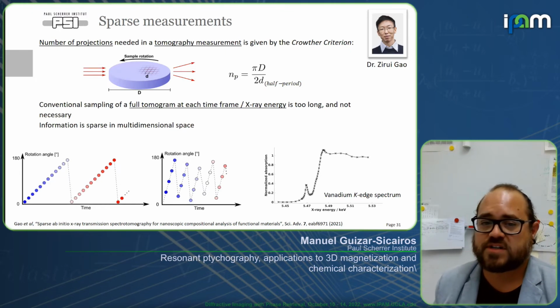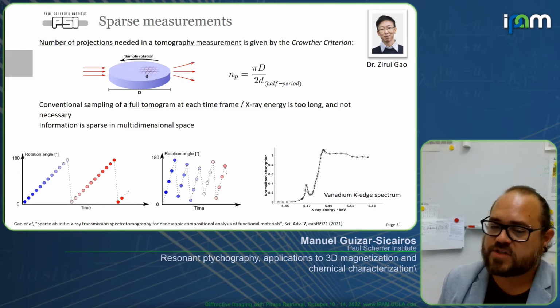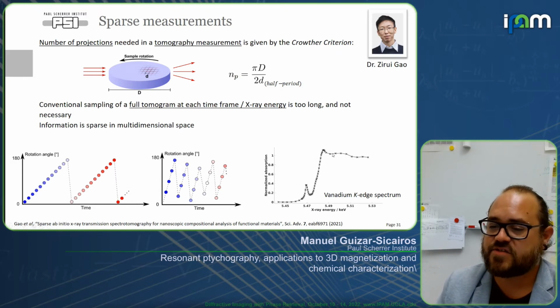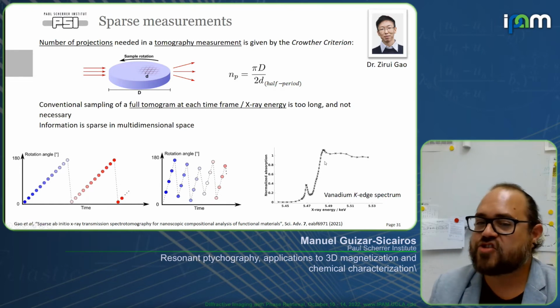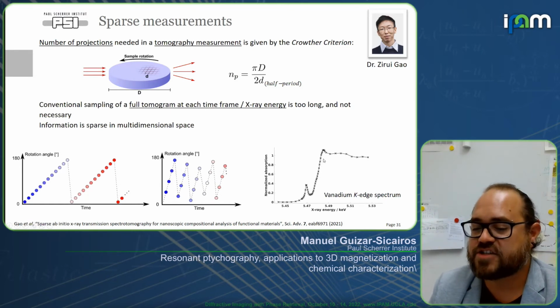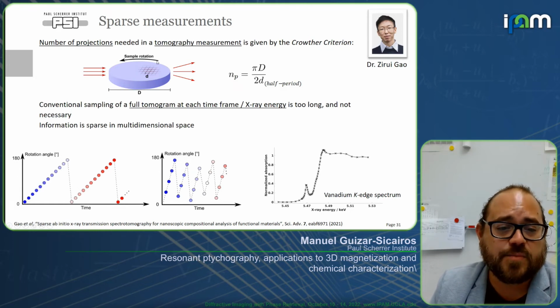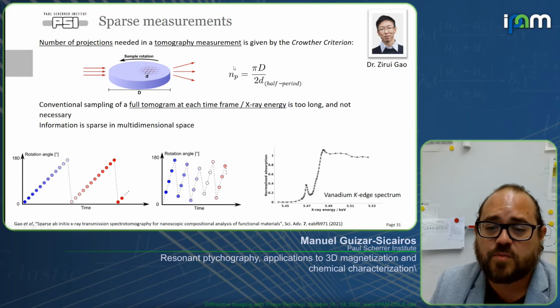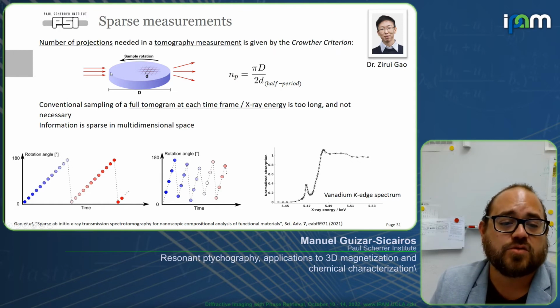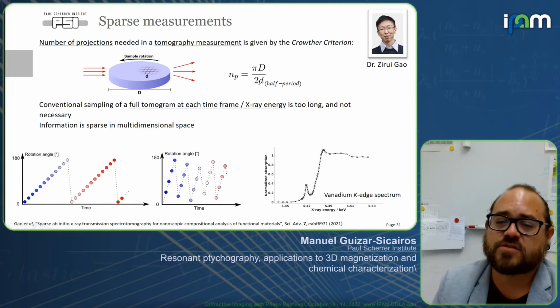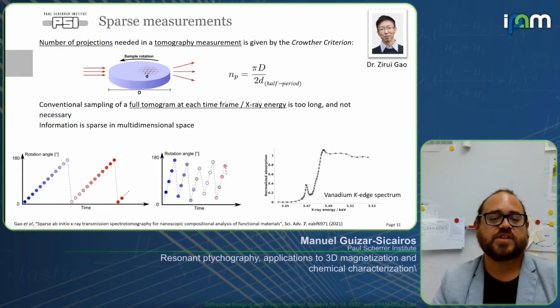The way that we approached this was using sparsity. These are the X-ray energies that we measure in this case, 60 X-ray energies. We knew that we cannot measure each energy with the full Crowther criterion and have a reasonable measurement time, so we measure fewer projections for each tomogram. The Crowther criterion gives you the number of projections you have to measure, proportional to the diameter of the sample divided, with some factors, by the resolution that you want to obtain.